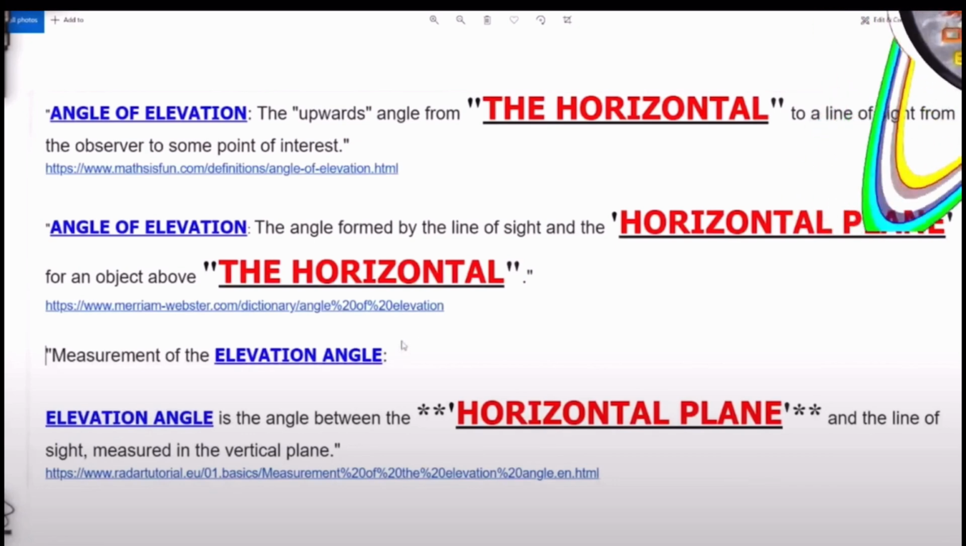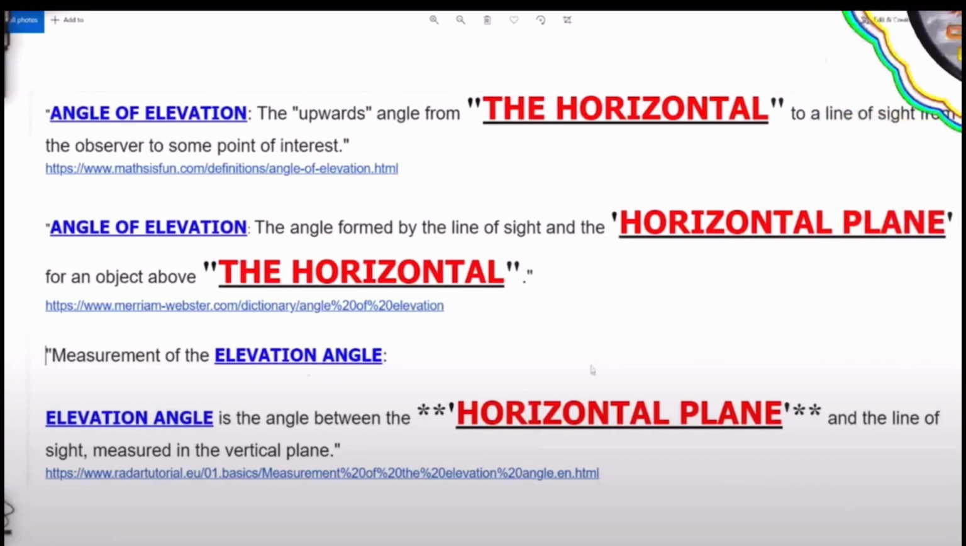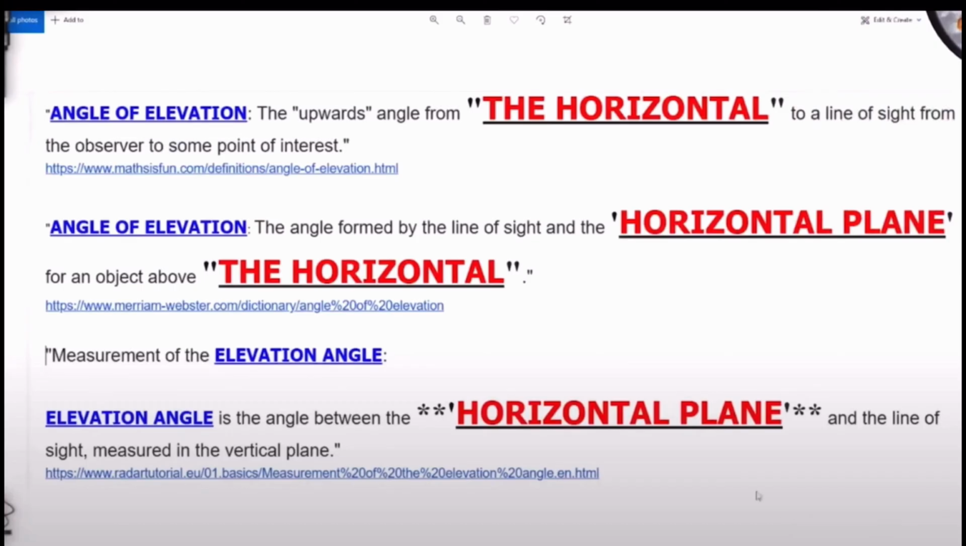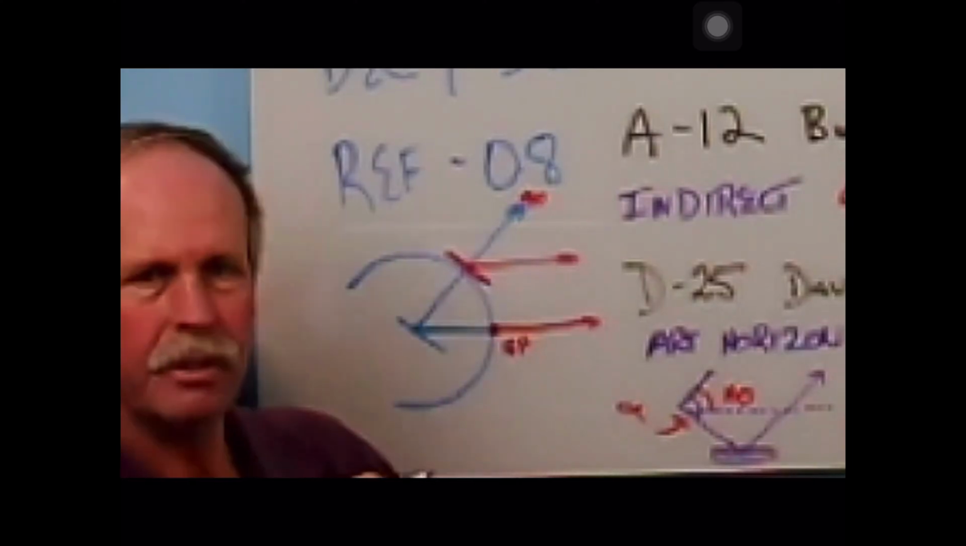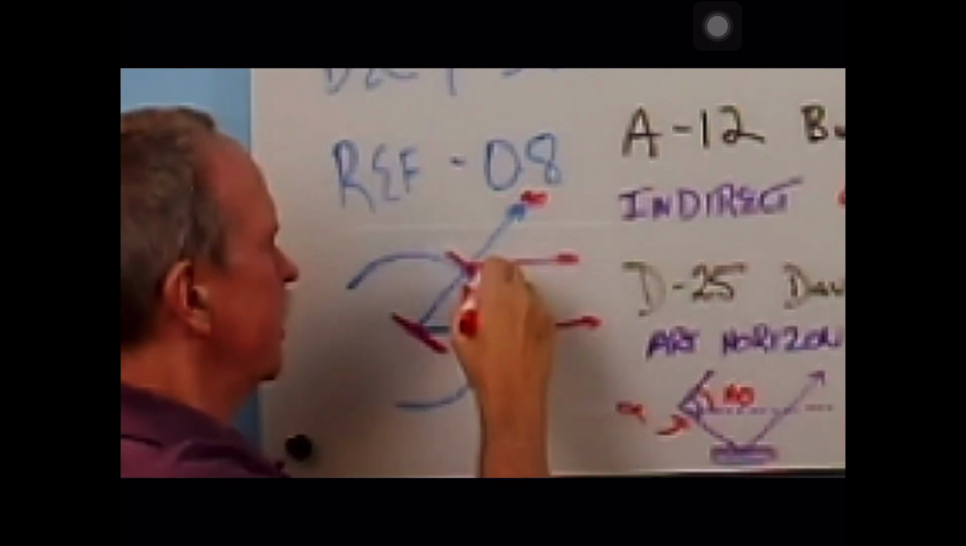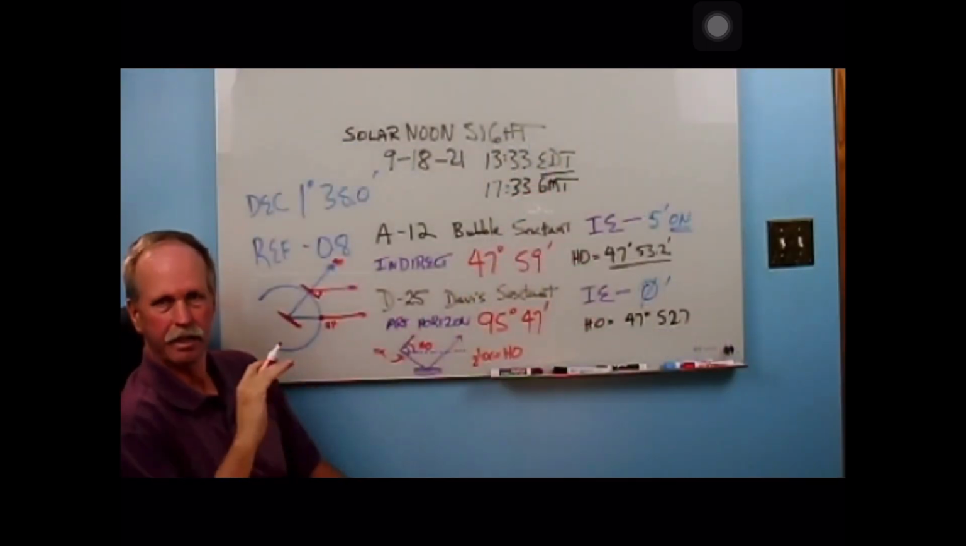From radartutorial.edu, measurement of elevation angle. And we also know the angle of elevation to that particular object in the sky. Elevation angle is the angle between the horizontal plane and a line of sight measured in the vertical plane. So you need a horizontal plane, both of them. You can't get around this. Now, we form a local horizontal line perpendicular to that vertical. Now, we're going to measure this angle right here, and that's our altitude of the object.